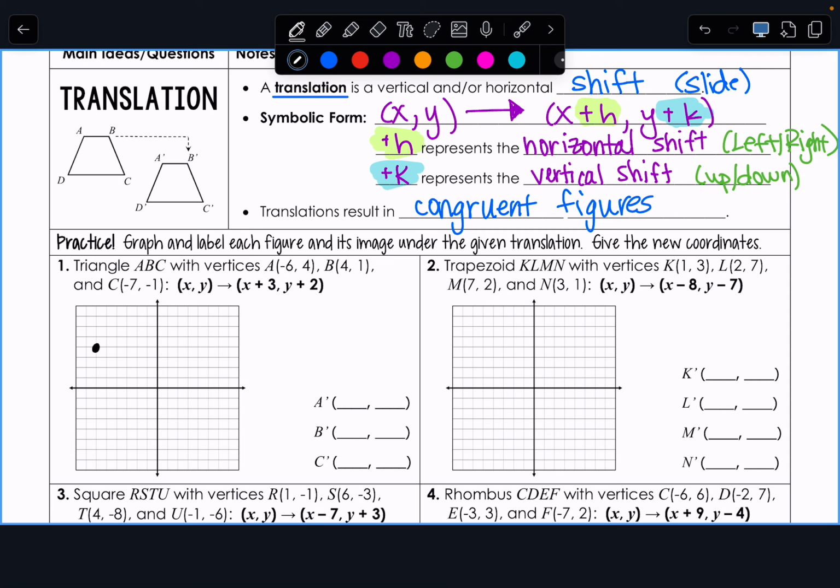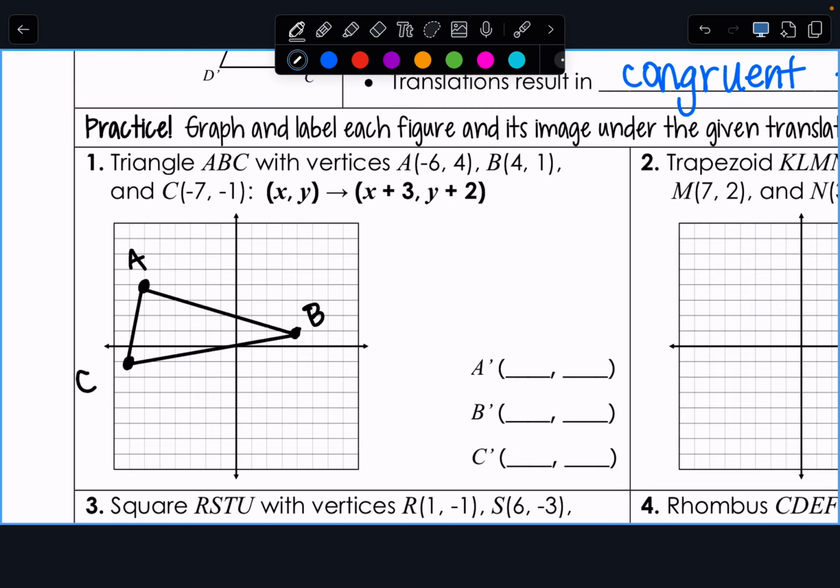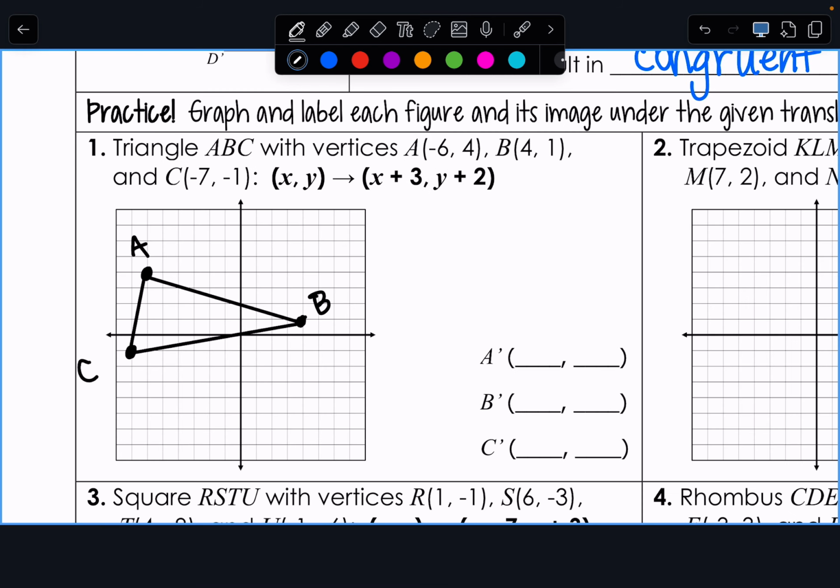I was really nice, and I took the time, and I actually plotted all of these coordinates for you already, and I numbered all of your X and Y axes. Man, that was nice, wasn't it? So your triangle is already plotted. And what I want to focus on is this right here. What do you think it means when it says x plus 3?